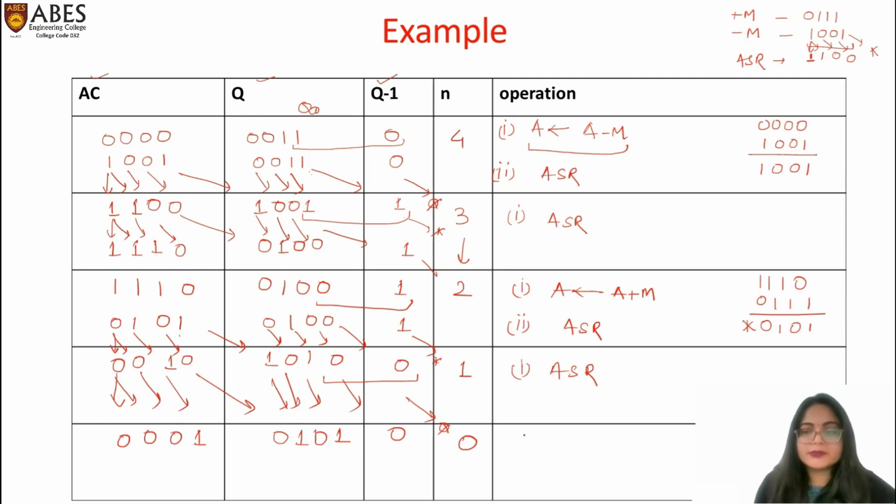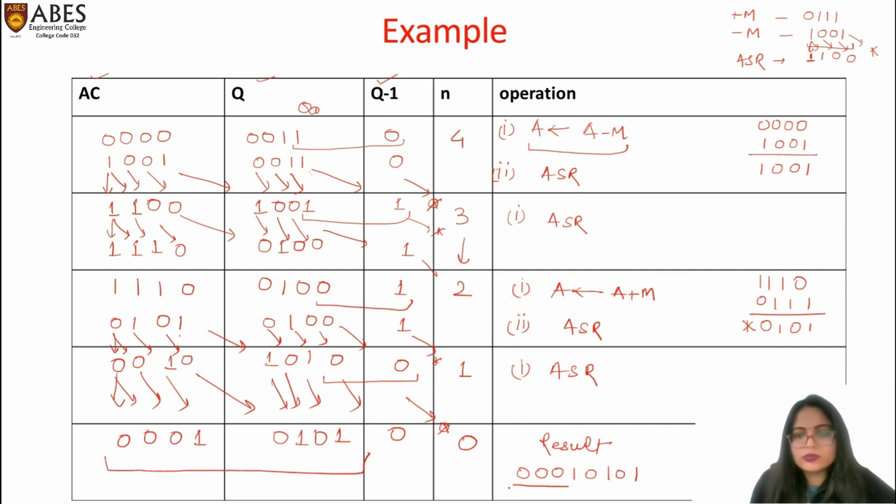So as the counter becomes 0 or n equals 0, we need to check the result in accumulator and Q. So this is the result, guys. So we can find out that the result is 0, 0, 0, 1, 0, 1, 0, 1. Okay, so these 3 0s we need to include in the result. Okay, so this 0, the MSB, indicates that the result is positive.